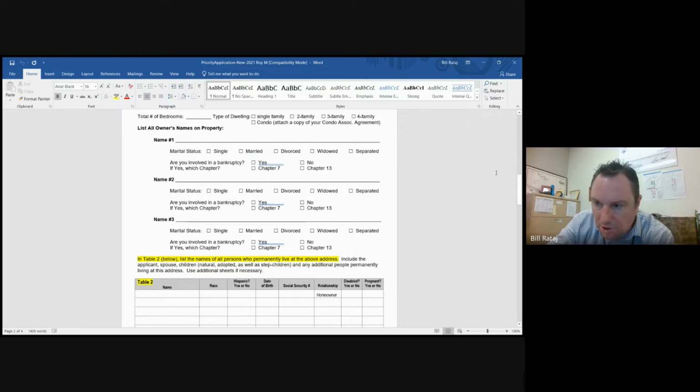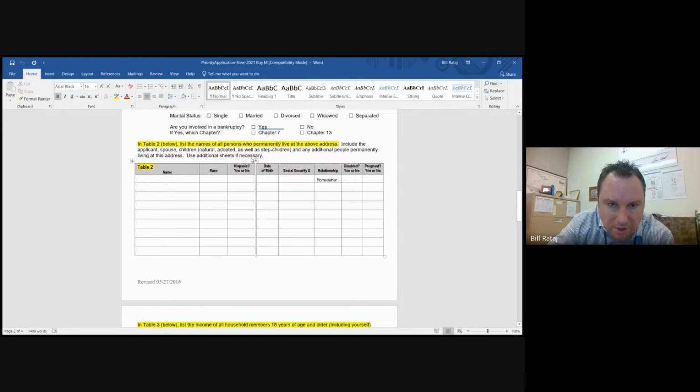Okay. So once you've filled out all the property owners, the next thing we need is a list of all the people who permanently live in the property. That would include you, the applicant, your spouse, any children, as well as anybody else who lives in the property. A lot of this information is stuff that we have to report to HUD.